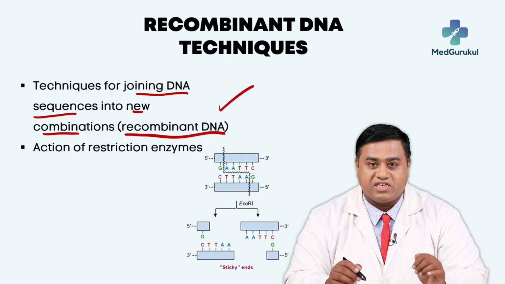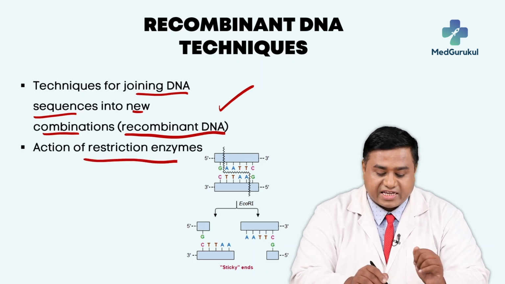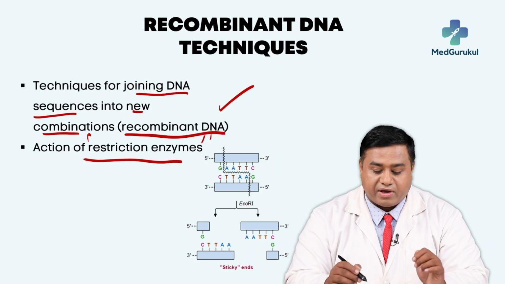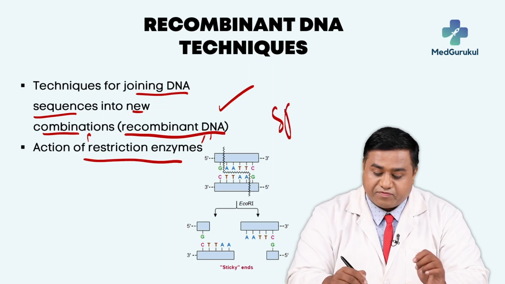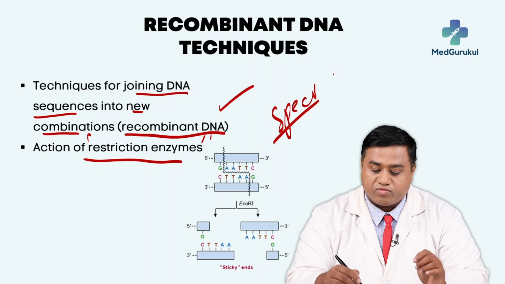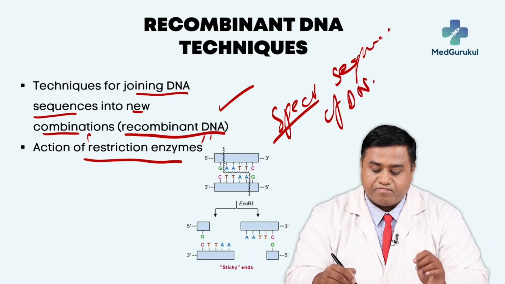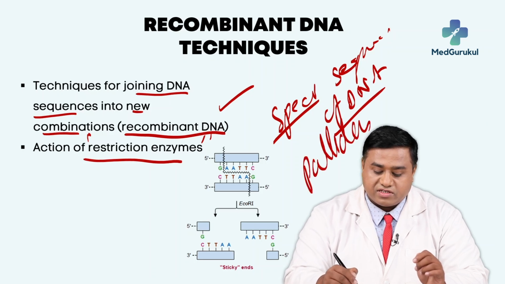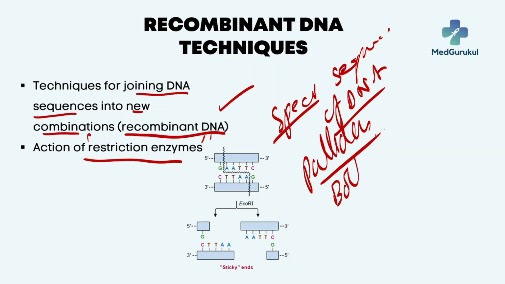So, in recombinant DNA technology we join different DNA sequences to produce a new combination, which is called recombinant DNA technology. For that we use an enzyme, restriction enzyme. Restriction enzyme has a property to identify a specific segment of DNA and cut in a palindromic sequence on both the strands.